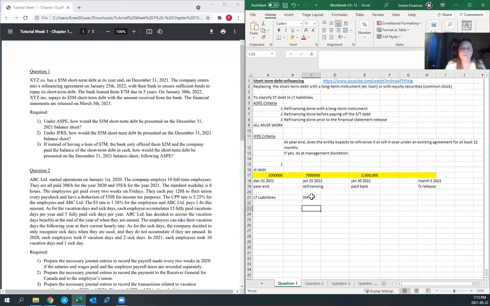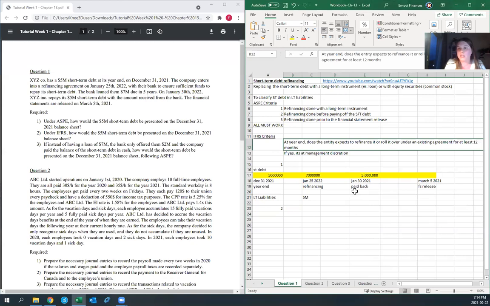All right, so for question 2, under IFRS, how would the $5 million short-term debt be presented on the December 31st, 2021 balance sheet? So for IFRS, it's at year end. They have already an agreement that they can roll it over. For this one, what happens to the 2 million for next year?